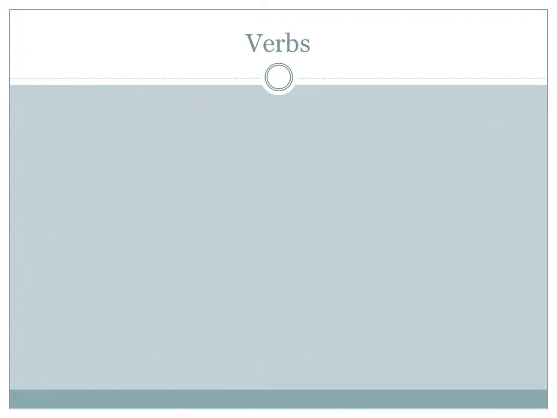The next part of speech that we're going to talk about today are verbs. Verbs are the action words in a sentence. Verbs describe what is taking place. They express either action or state of being.